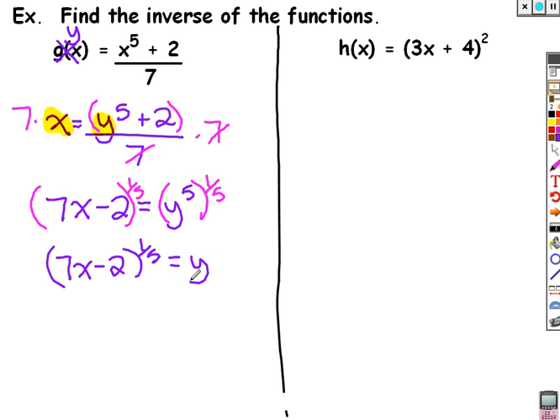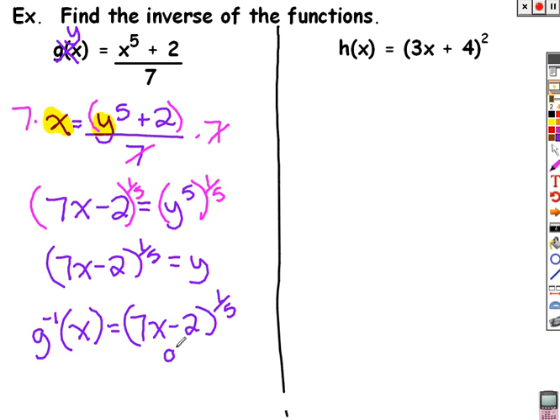And then let's go ahead and write this in the inverse function notation. So let's see, we started with function g. So I'm going to write this as the inverse of function g is the quantity 7x minus 2 to the 1/5 power. Or, maybe you wrote it as the 5th root of 7x minus 2. Both of those are perfectly correct.